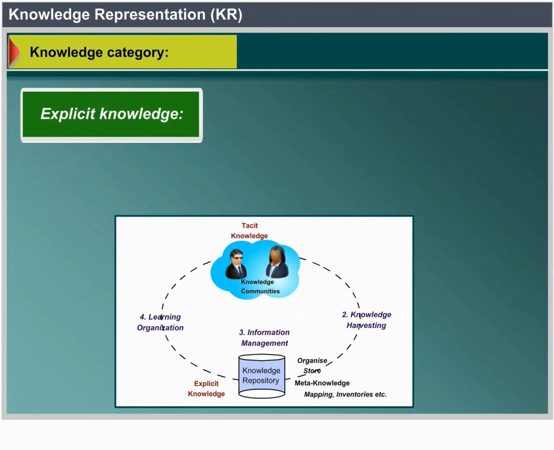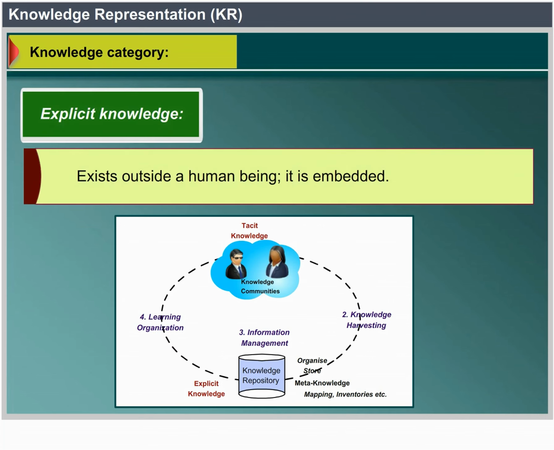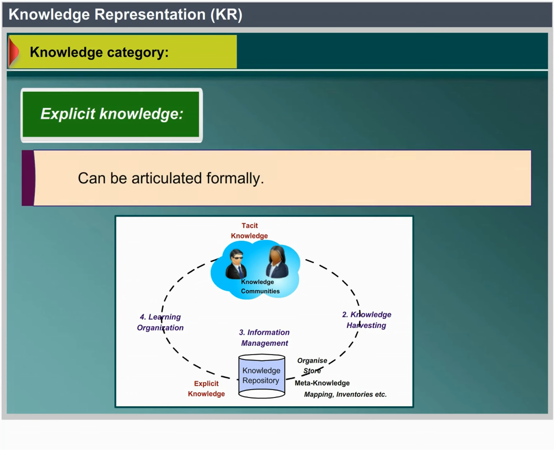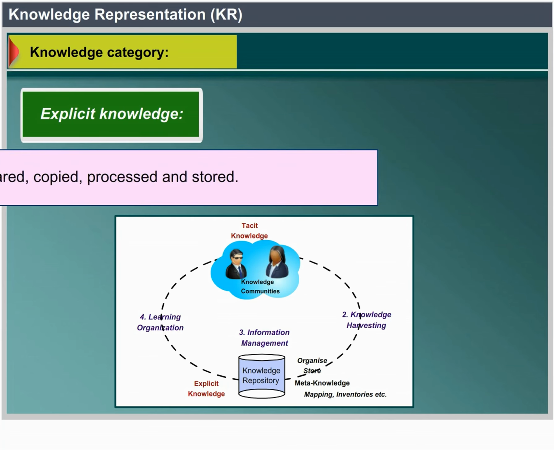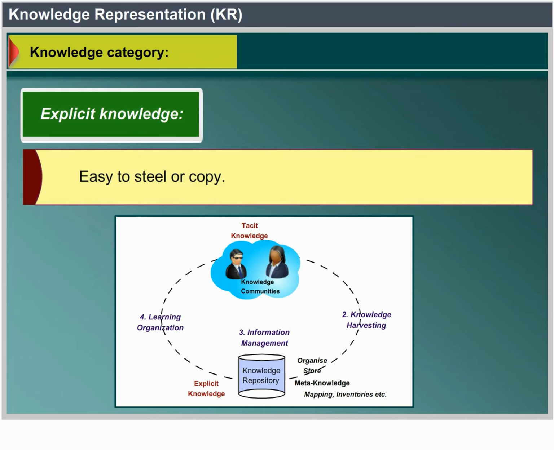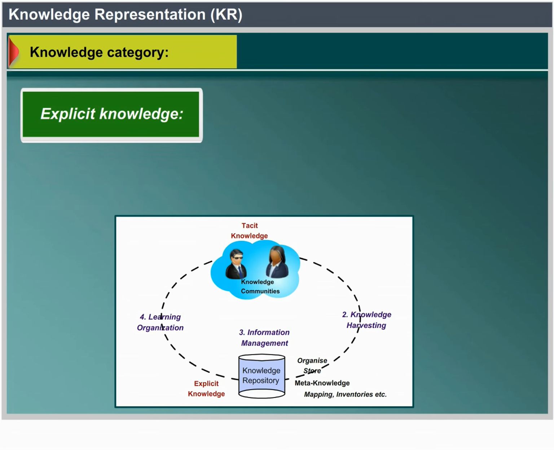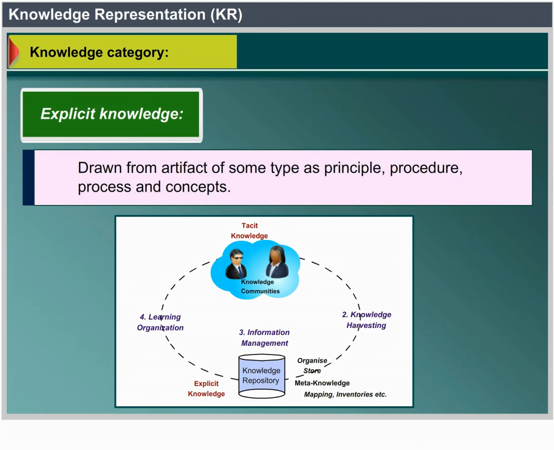Explicit knowledge exists outside a human being, it is embedded, can be articulated formally, can be shared, copied, processed, and stored, is easy to steal or copy, and is drawn from artifacts of some type of principle, procedure, process, and concepts.